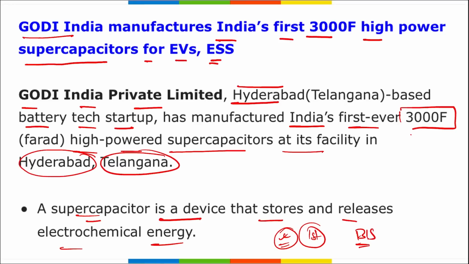And now they have manufactured India's first ever 3000 farad high powered supercapacitors at the facility in Hyderabad, Telangana. Alright, this is supercapacitor, not semiconductor, so correct that. Also remember it was the first company to get the BIS certification. Also, Godi India has developed a various range of supercapacitor products that offer high power delivery and minimal equivalent series resistance, and also provide excellent energy density, better shock and vibration protection.